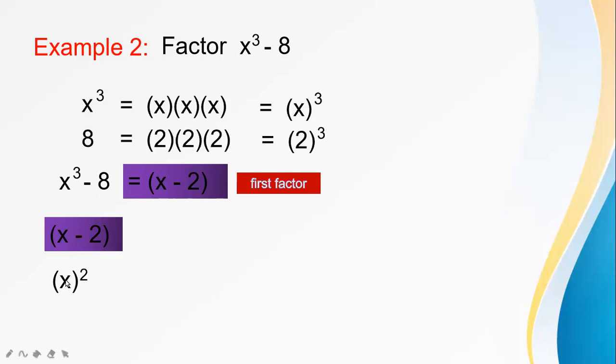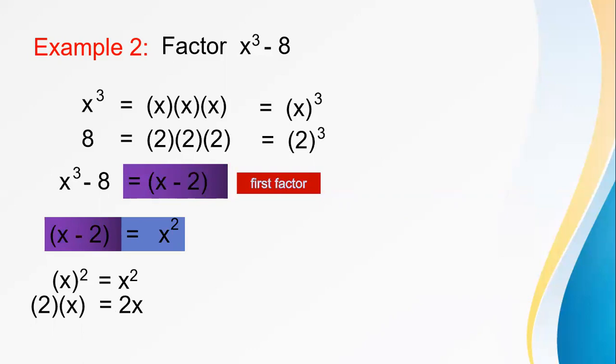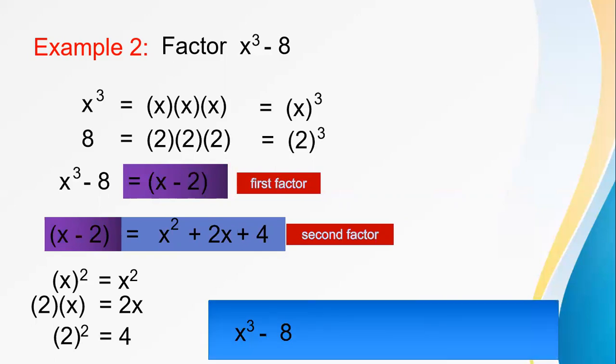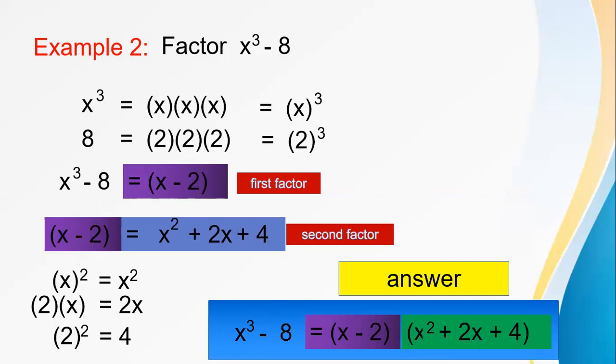So we have x squared, that will be our first term. Multiply the two cube roots: x multiply 2, we have 2x. So that will be the second term. Then 2 squared means 4, and that will be your third term. And therefore, this will be your second factor. So we have x cubed minus 8 equals x minus 2, times x squared plus 2x plus 4. And this will be your answer.